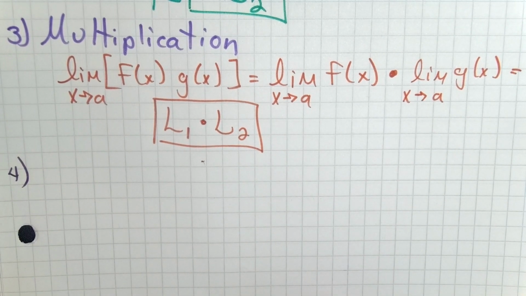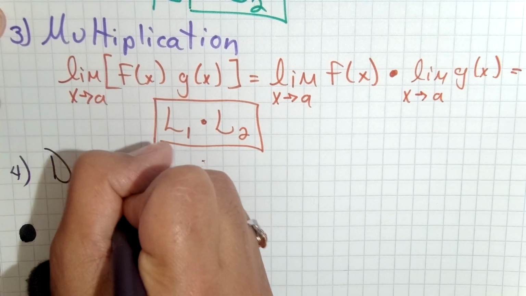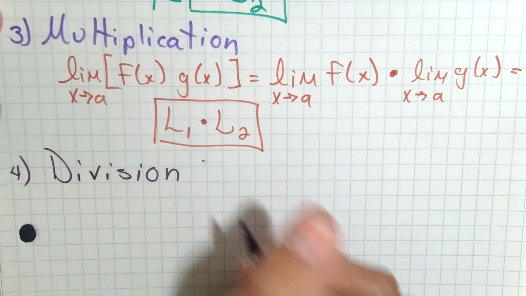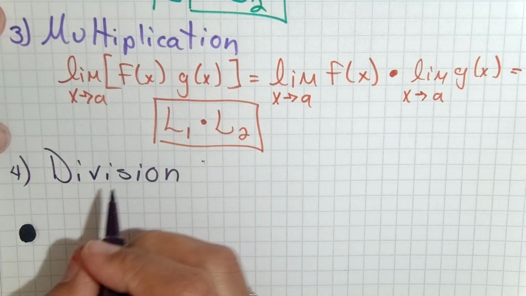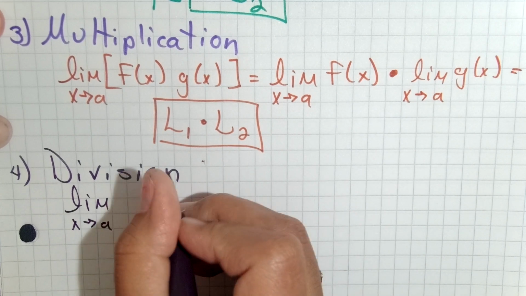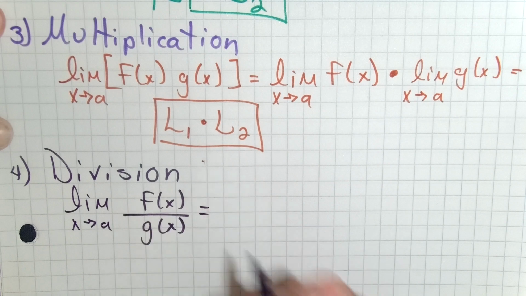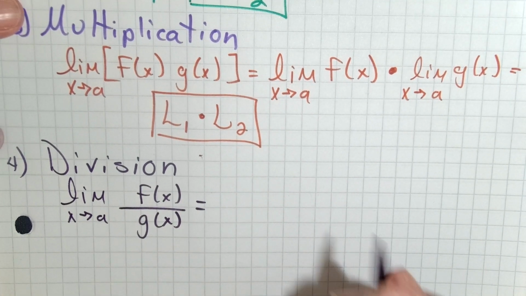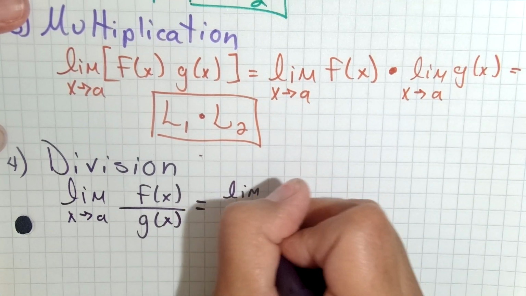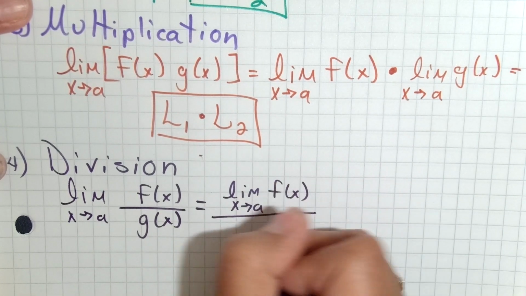Now what's next? We've done addition, subtraction, multiplication, division. So now we have a quotient. And we can separate it so that the numerator is L1 and the denominator is the other.